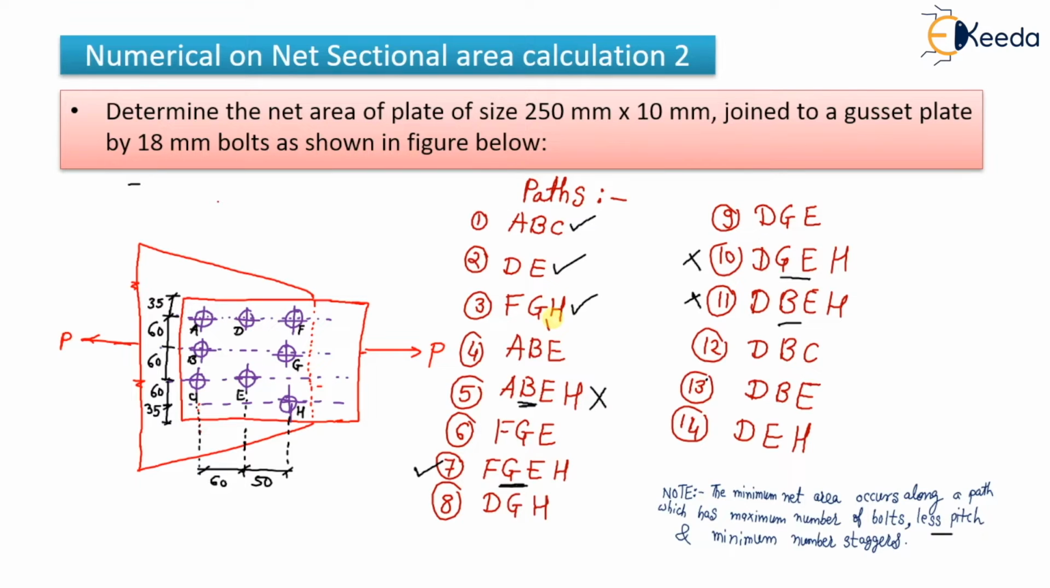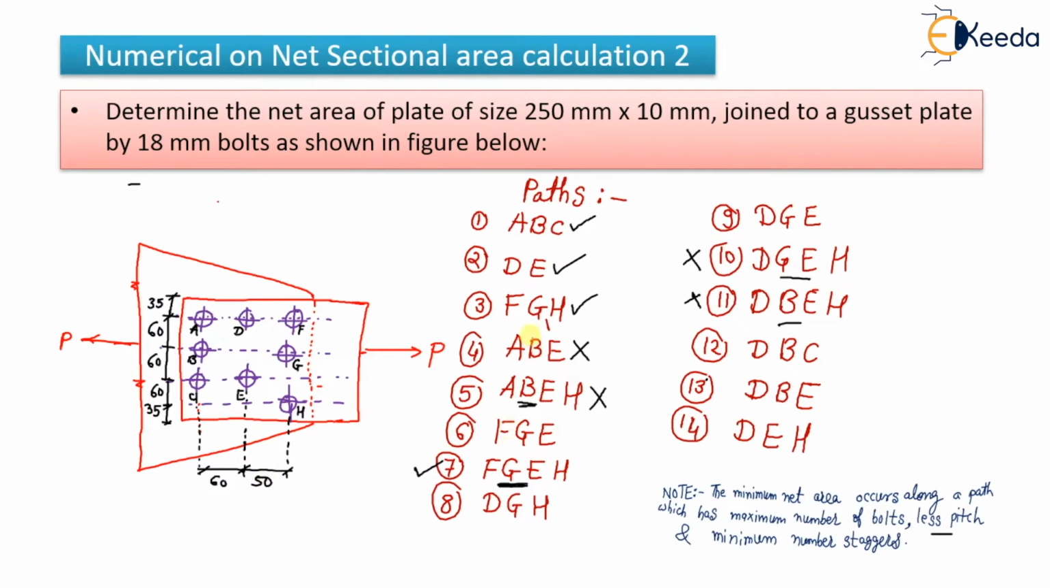How? I'll tell you. All the paths which have 4 number of bolts, we have covered, and only one is chosen here. Now comes the path that has 3 number of bolts. See, ABE has 60 mm of pitch, that is the maximum one, so you will not take this one. Second one, FGE. You can take this one because it has minimum pitch.